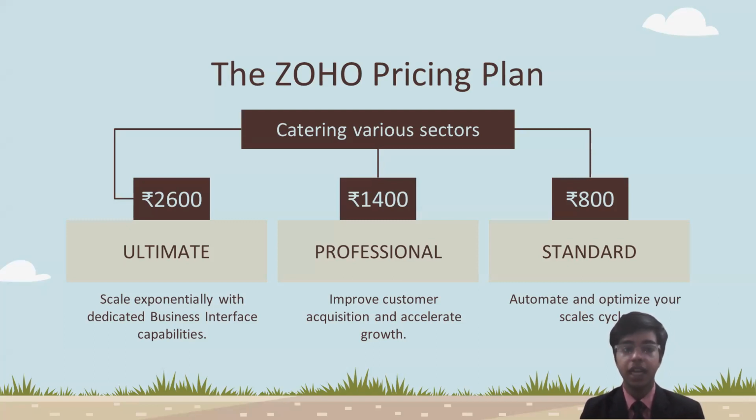So we have three different categories here, which are ultimate, professional and standard. As you can see, the ultimate costs the most at rupees 2600 per month, and the professional costs less than that, at rupees 1400 per month, and the standard, which is basically aimed towards very small businesses and entrepreneurs, costs rupees 800 per month for subscription. So people can pay more as they want more advanced services, and that's why the Zoho pricing plan is very convenient.